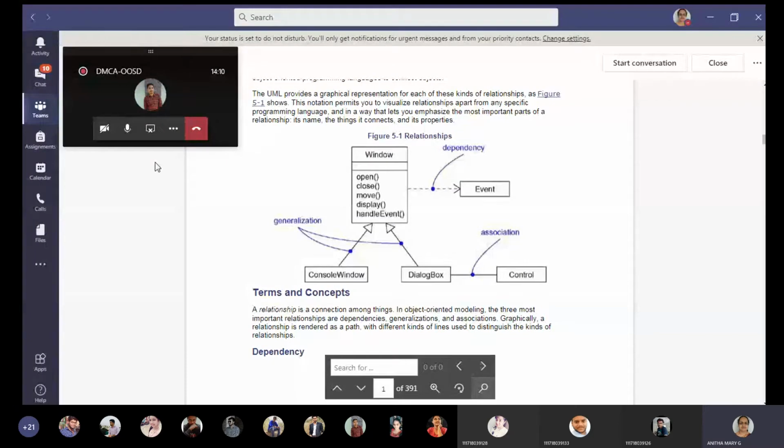And what are they? Anyone? Dependency, generalization, association. Realization. Yes, those are the four things.